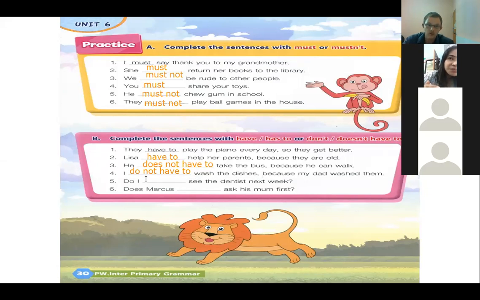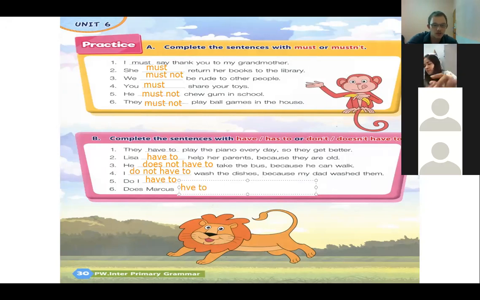Have to. Do I have? For I, we use have to. Do I have to see the doctor, the dentist next week? How about, does Marcus ask his mom first? Does Marcus have to ask his mom first? Marcus has to ask his mom first.